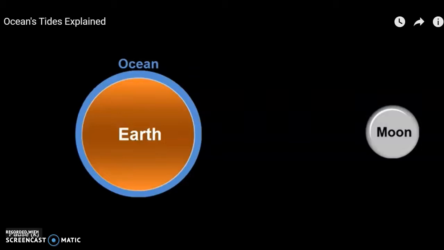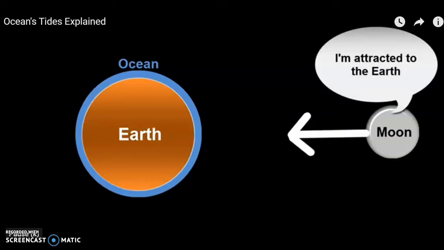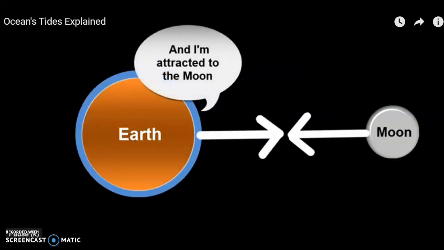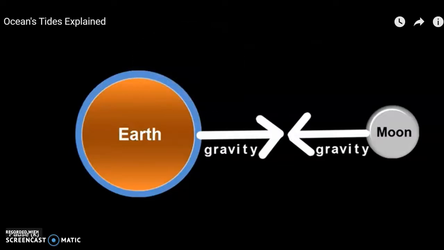Everything is attracted to everything else in the universe with the force of gravity. So the moon is attracted to the Earth. And the Earth is equally attracted to the moon. Notice that the two force arrows are the same length, showing that gravitational attractions are of equal strength.